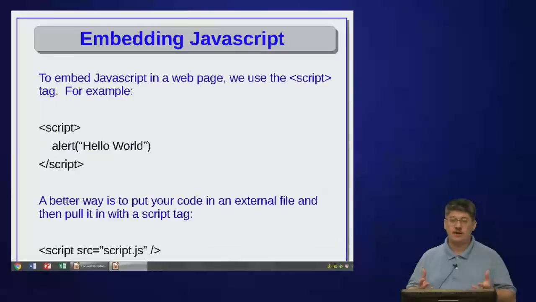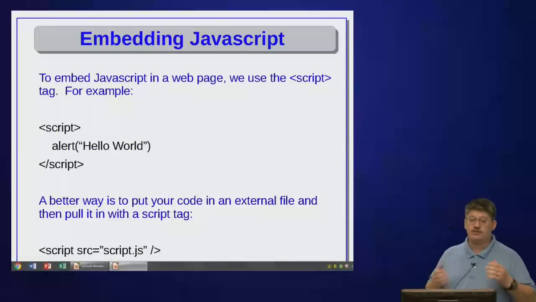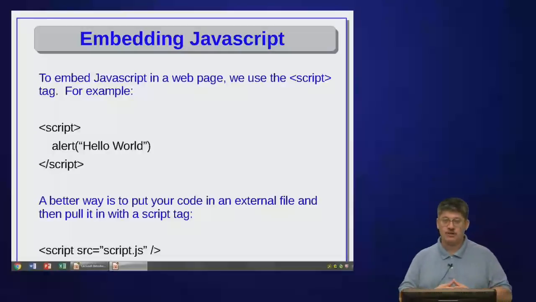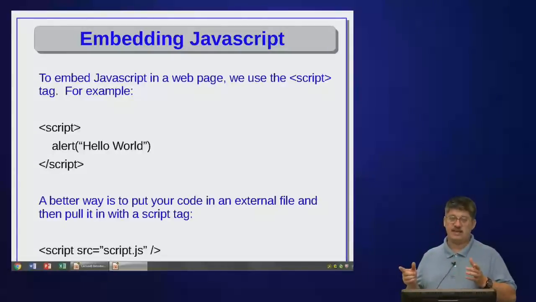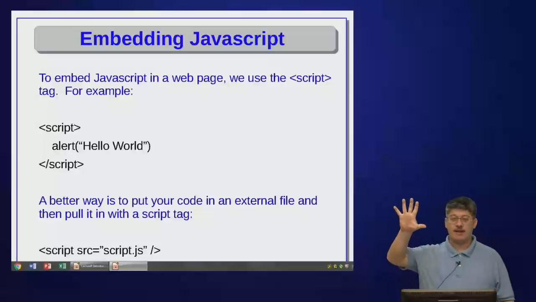So once you've written a file in JavaScript, you need to be able to pull it into your web page, and you do that with a script tag. So here's an example. I can say script, and then I can have some JavaScript code. In this case, it pulls up a message box that says hello world, and then I have a slash script tag that says the script is over. If I embed this in a page and I load the page, when the page loads, it'll run this script, and it'll pull up a dialog box that says hello world.